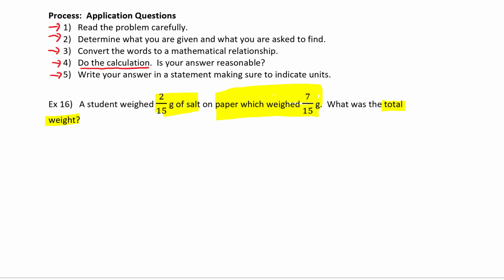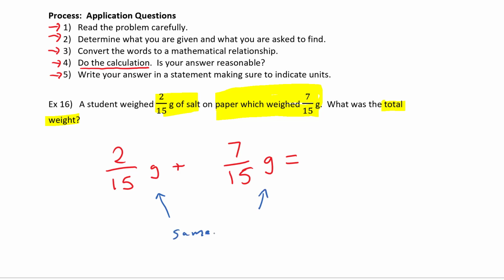Now let's convert this to a relationship. So I have 2 over 15 plus 7 over 15. And I have to solve that. That's equal to something. What did I not write down here? I did this on purpose. I didn't write the units down. When you're doing calculations, if there's units in there, please place your unit into your calculation. That's extremely important because in order to add these up, these must be the same unit. If this unit here was in milligrams, we must convert milligrams to grams and then solve it.